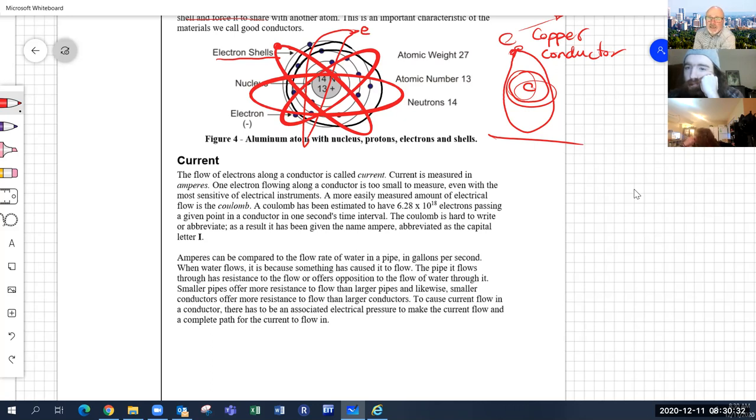But copper is the best conductor that we could use. I mean, gold is better and silver is better, but they're way too expensive to use. But that's why we use gold and silver ends on our gaming machines and our cables. Isn't that right, Alex?